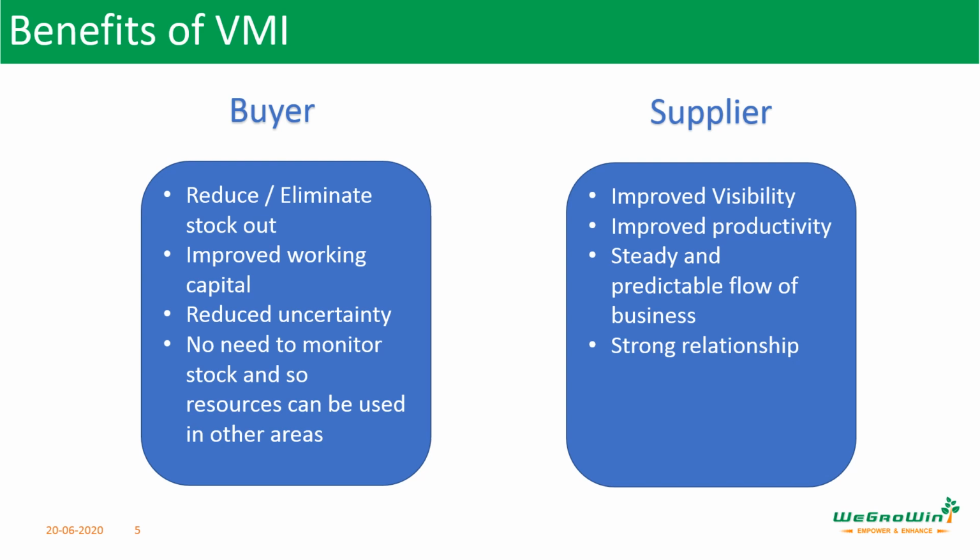And since they know what is the stock to be supplied, they can plan in advance so that productivity can be improved. And there is a steady and predictable flow of business between the supplier and buyer, which increases the business for the supplier, because he knows what is to be supplied and follows the agreement, so that the partnership will be very good and a strong relationship will evolve between supplier and buyer.